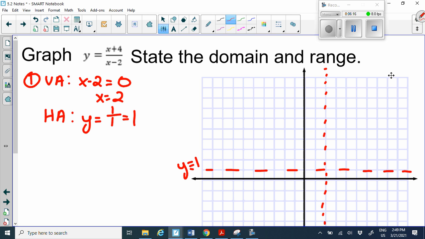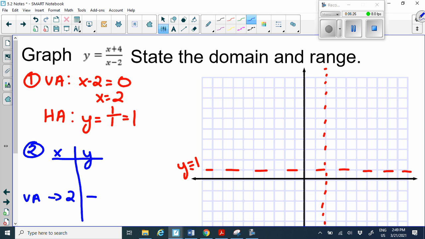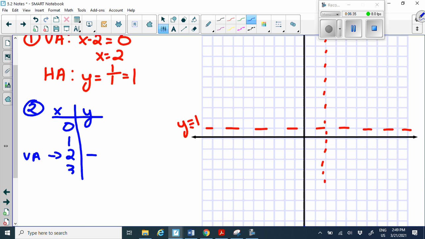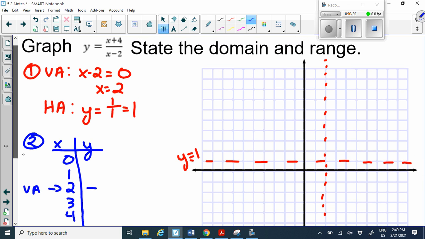Okay. Now, our next thing is to do our xy table. Remember, we place the vertical asymptote, just 2, in the middle. And that does not have a point. Now we pick 2 points that are smaller, so like 1 and 0, and then 2 points that are bigger. So that's going to be like 3 and 4. And then we plug it into our function. And this is where you might want to use a calculator if you can.